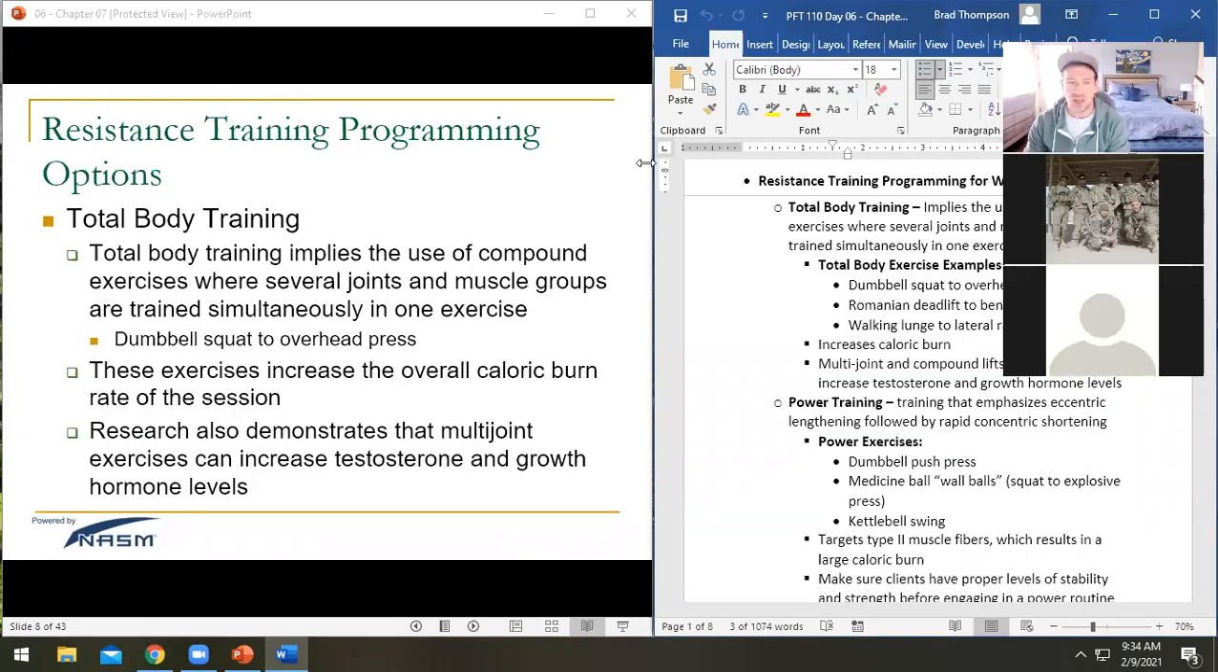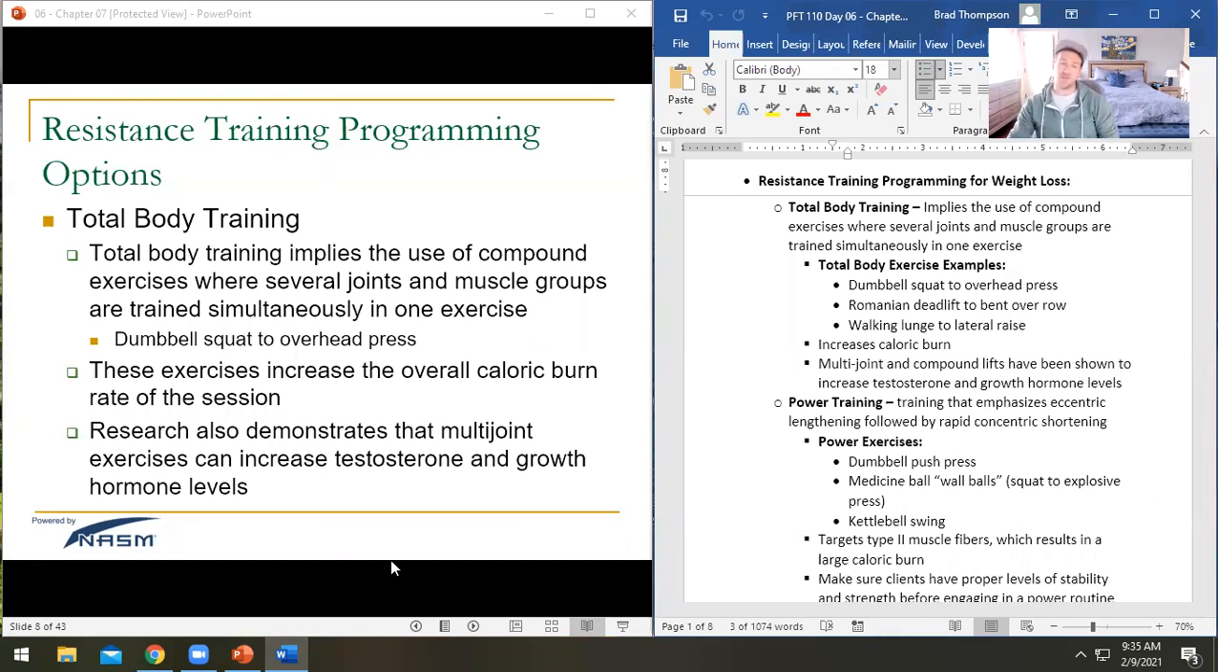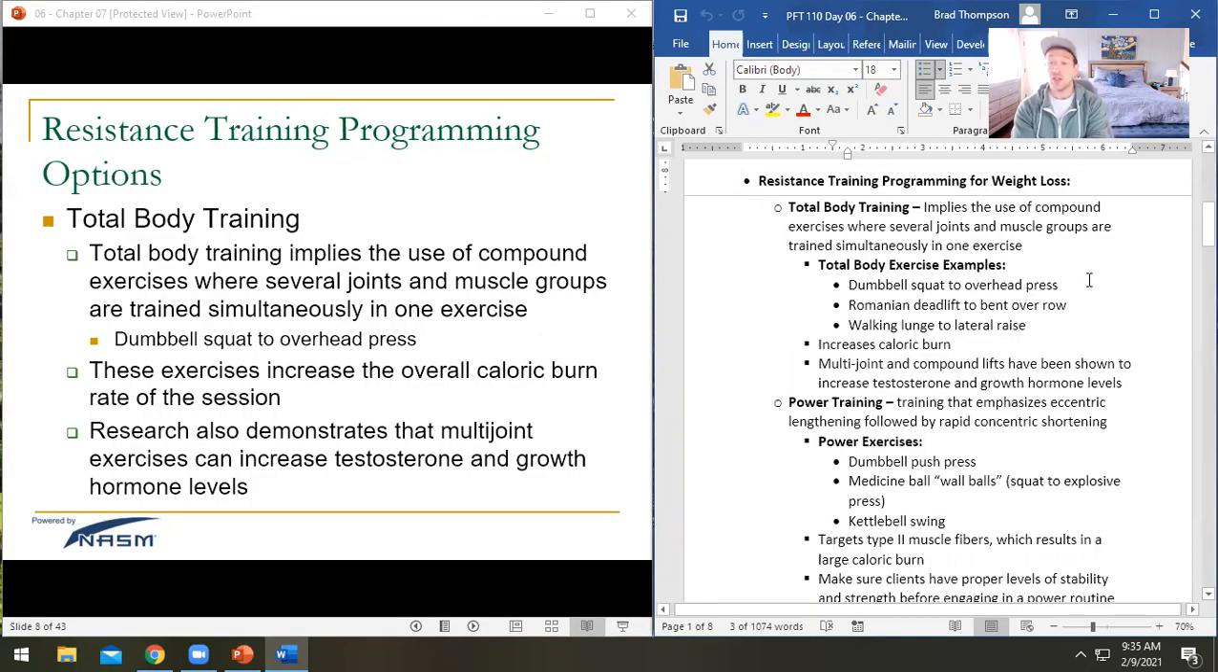All righty. Okay, so let's look at some training techniques. How do we get fancy with the OPT model? How do we work within this model to also maximize caloric expenditure? Well, one of the things that's a general rule of thumb that you want to keep in mind that is very effective for burning a massive amount of calories is total body training.